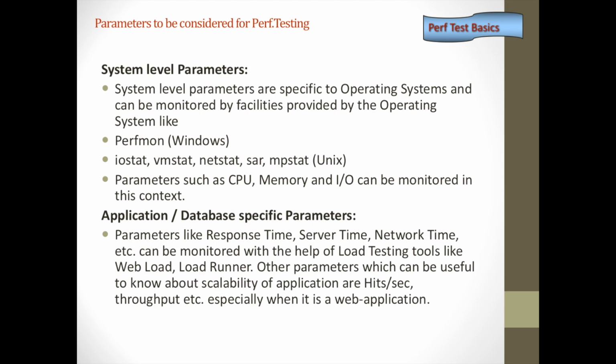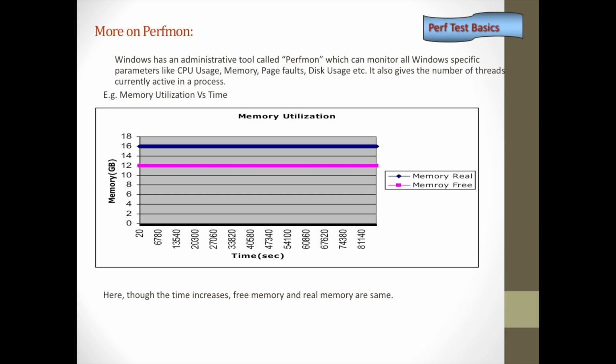We also need to gather some system level parameters, like what the OS is, either a Unix based machine or a Windows based machine. If it's a Windows based machine, you can get all these stats from Perfmon. If it's a Unix based machine, you can get them from IOStat and VMStat. Then we also gather some database specific parameters, like response time, server time, network time. All these things can be gathered from the database. That is a different part, which comes in the engineering part.